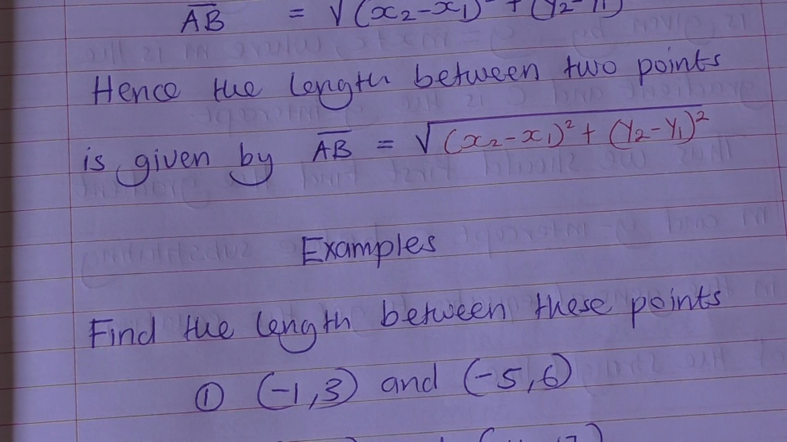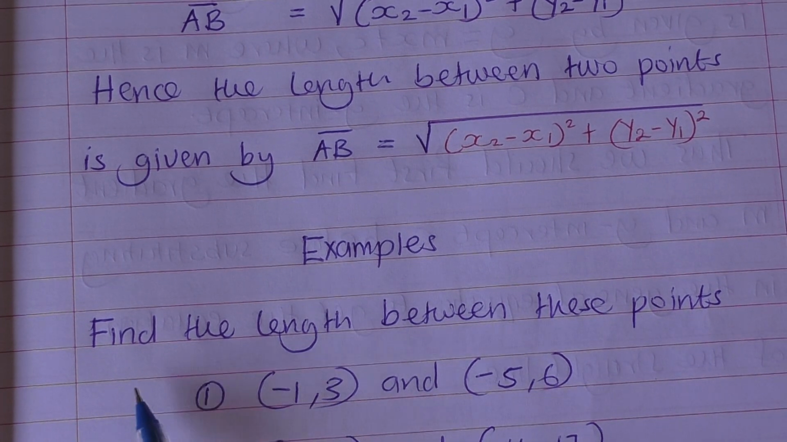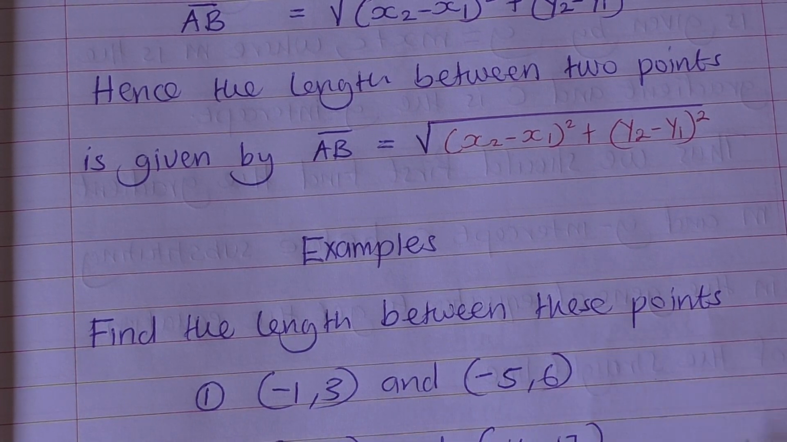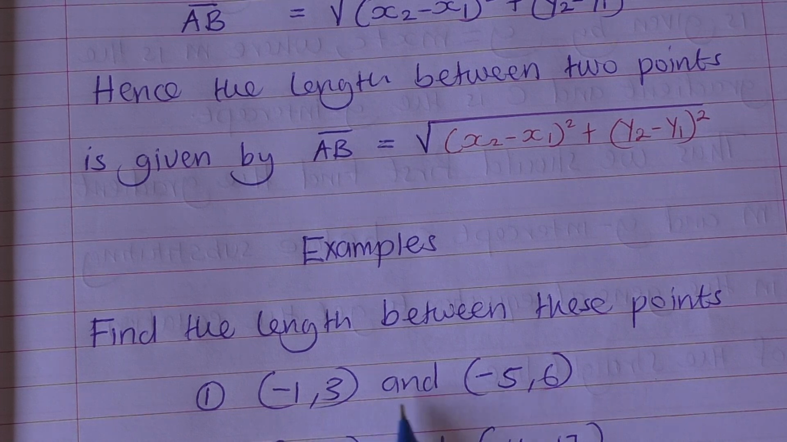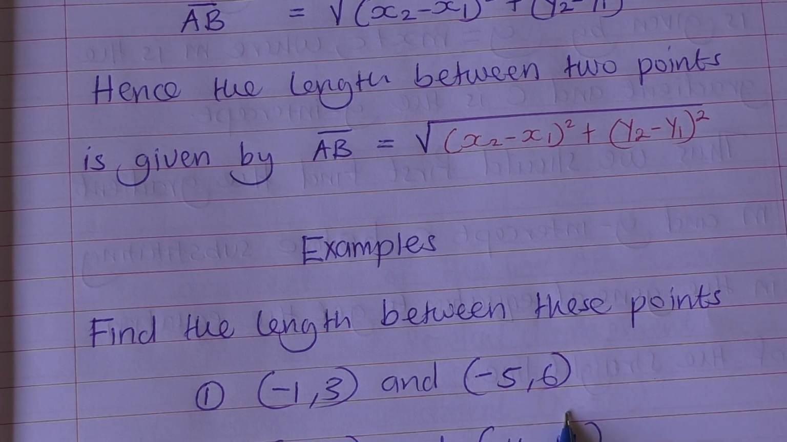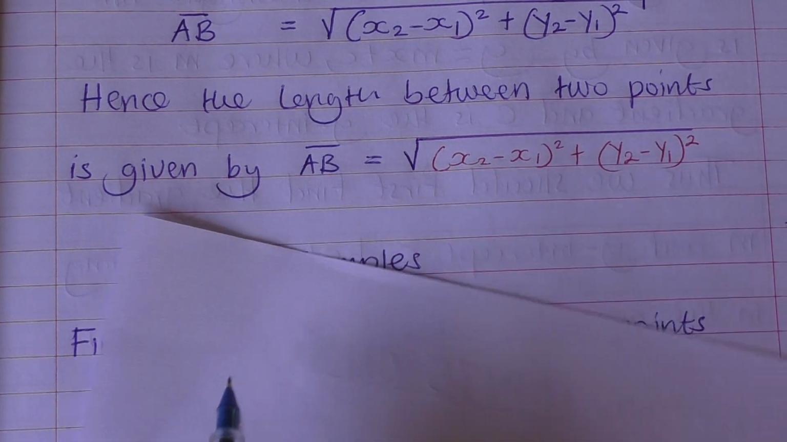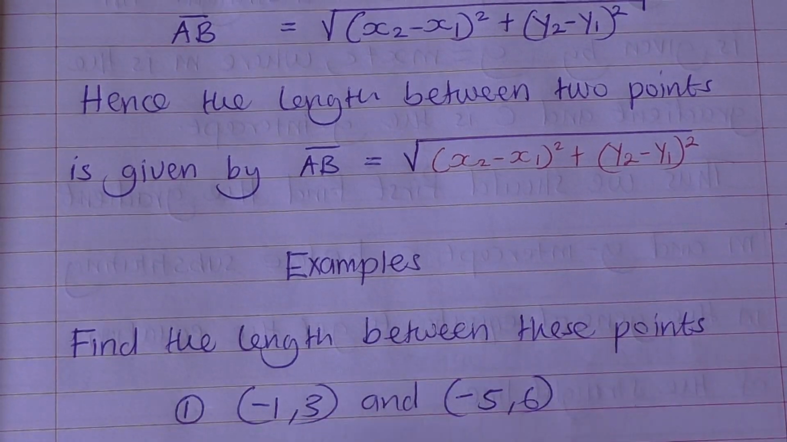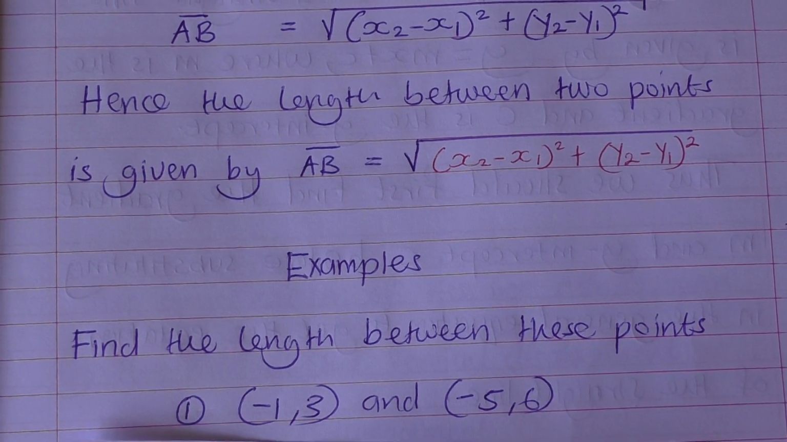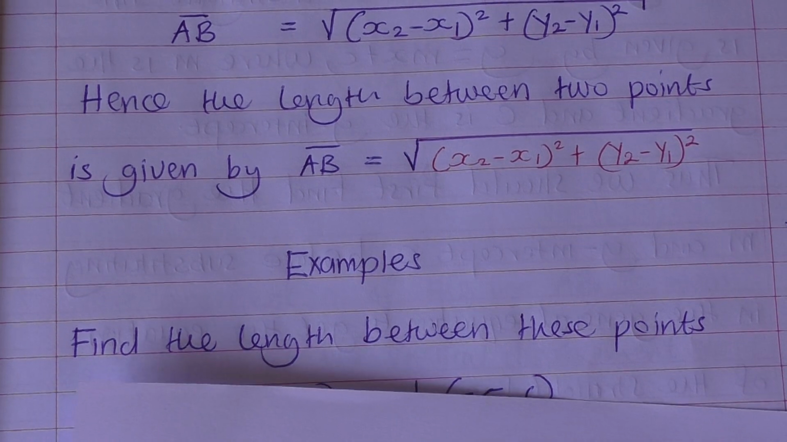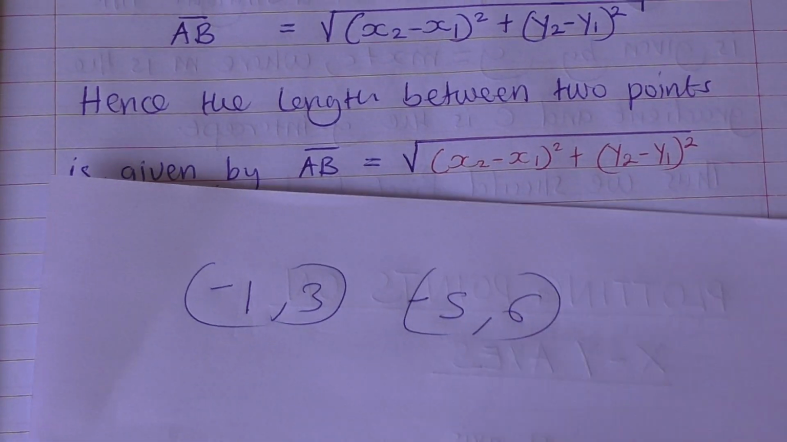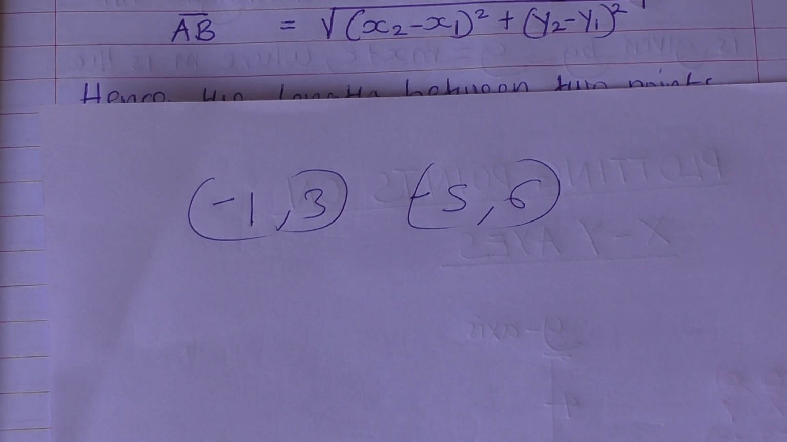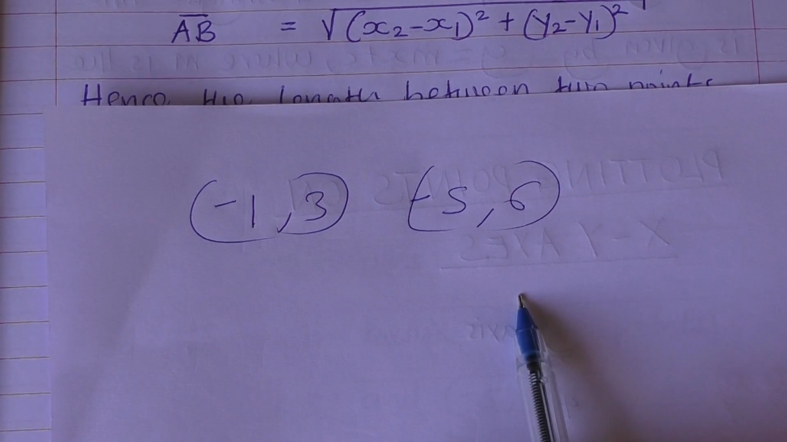For instance, we have a question which says find the length between these points. And number 1 is negative 1, 3, and negative 5, 6. So we have negative 1, 3, and negative 5, 6. We are to find the length between these 2 points.